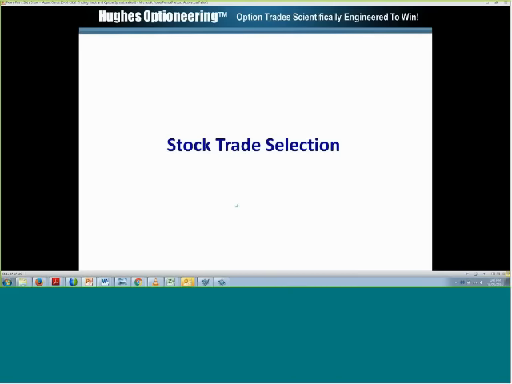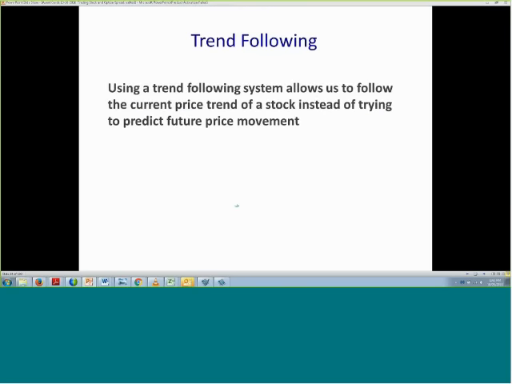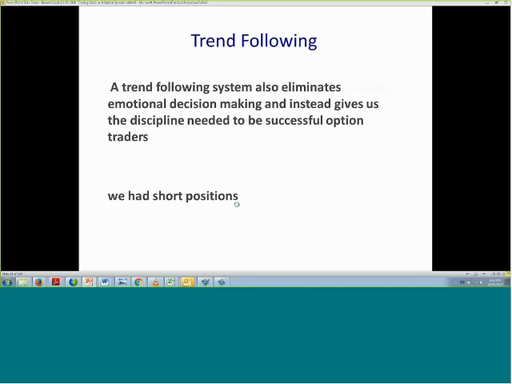So let's first look at stock trade selection. Now this is for a directional trade. When we're going to enter a directional trade, we have a stock selection process we go through, and we like to use trend following. If we use trend following, that allows us to follow the current price trend of a stock instead of trying to predict the future price movement. So we're trend followers. It's worked very well for many years.